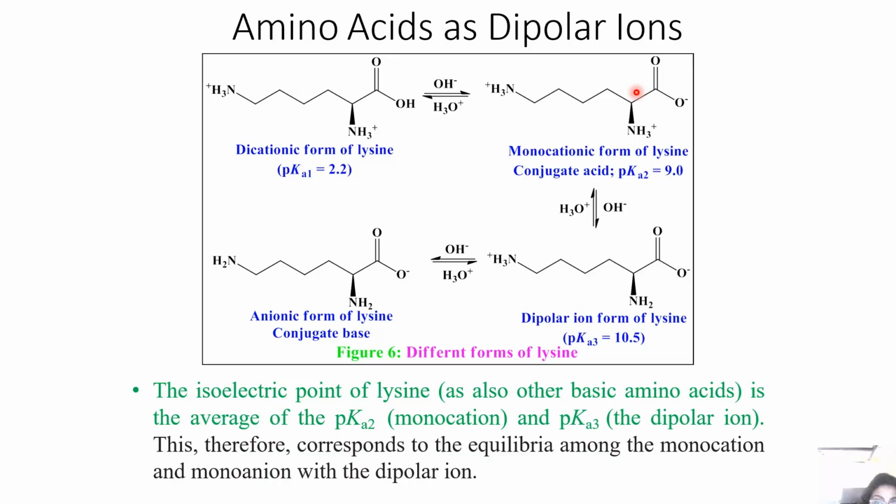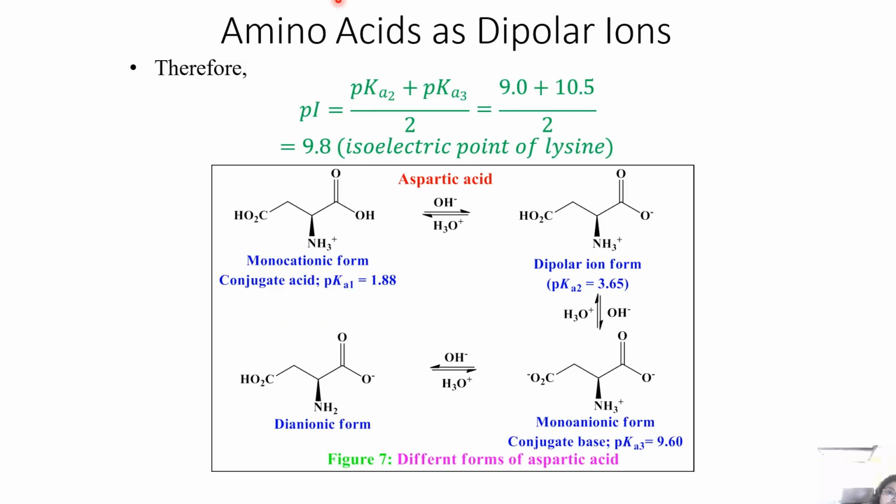So the isoelectric point of lysine is the average of pKa2 and pKa3. This therefore corresponds to the equilibrium among the monocation and the monoanion with the dipolar ion. So therefore the isoelectric point of lysine will be 9 plus 10.5 by 2, which is 9.8.